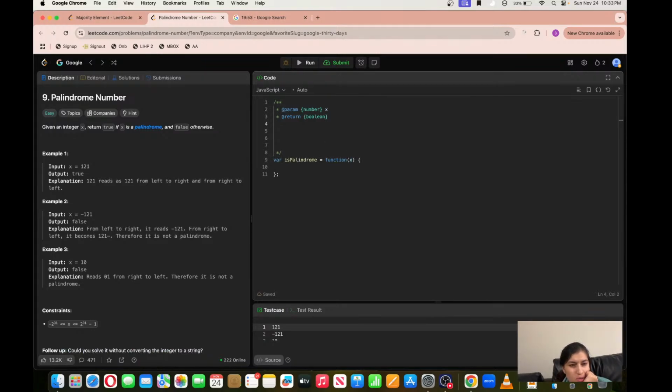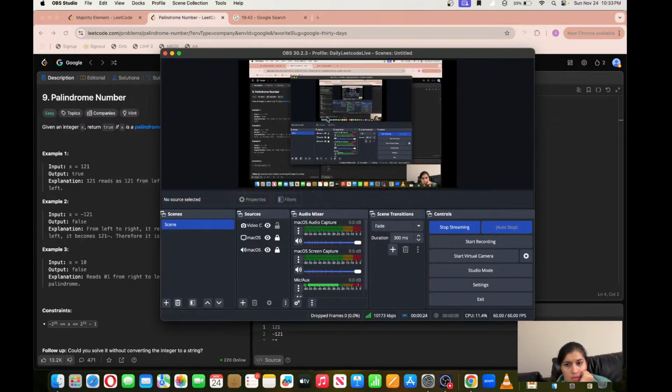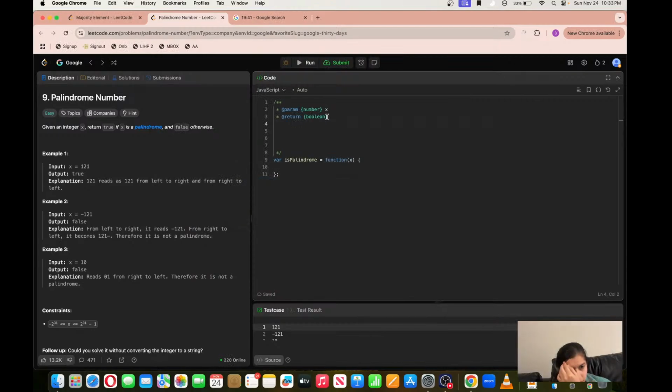Question number 9, palindrome number. I need to return true if it is a palindrome or false otherwise. So x is equal to 121. Palindrome means it reads the same left and right. If it is minus 121, then from right to left it reads 121 minus. Okay, so 10 is 01, right?